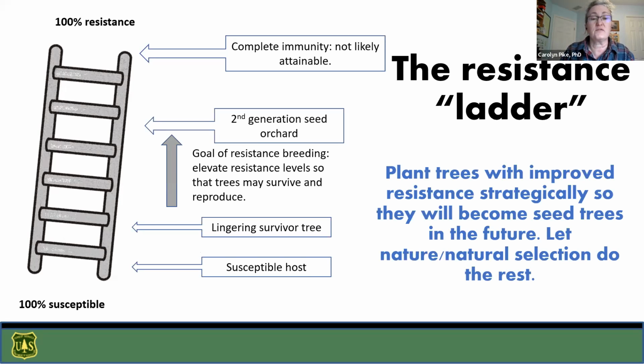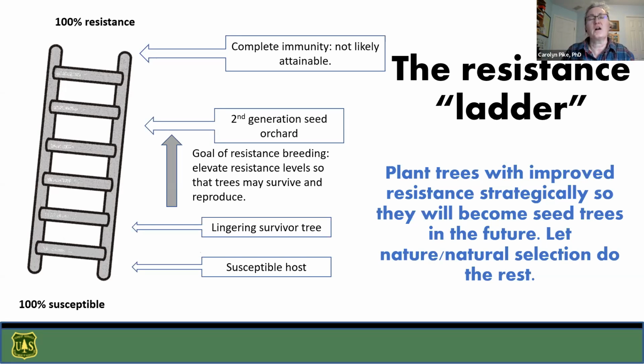And the whole objective of these resistance breeding programs is simply to elevate resistance so that the trees may survive and reproduce. So that second generation orchard will get you part way up. It won't get you all the way up. Each generation, though, you can eke it up further.